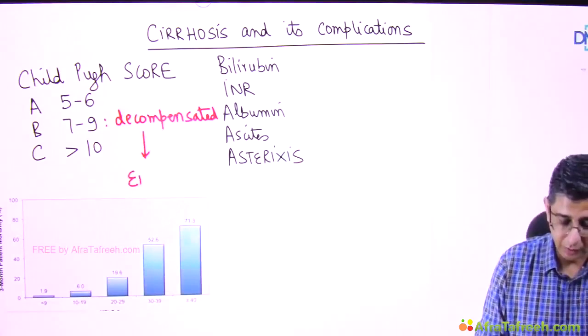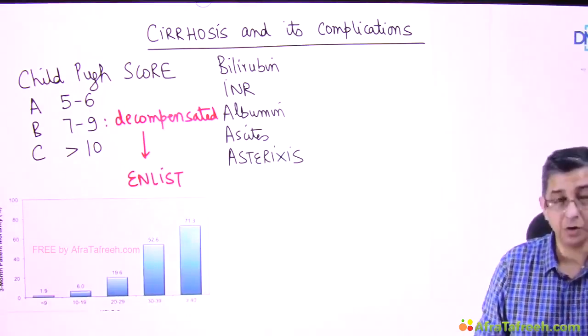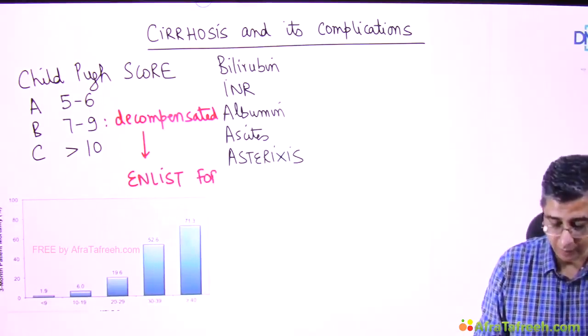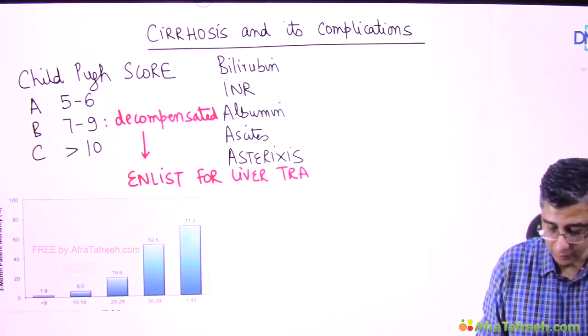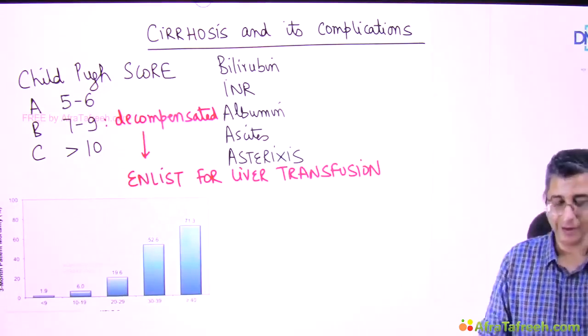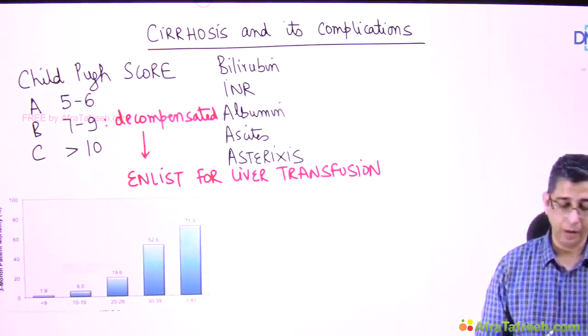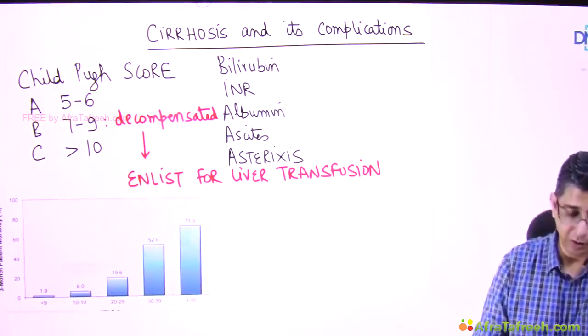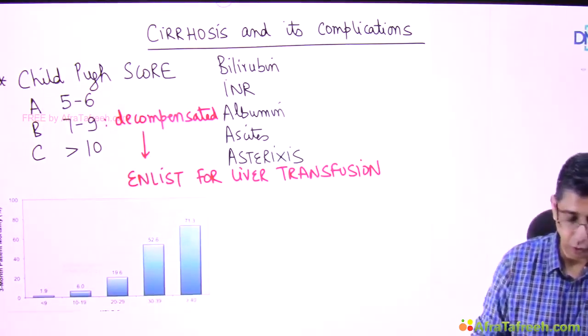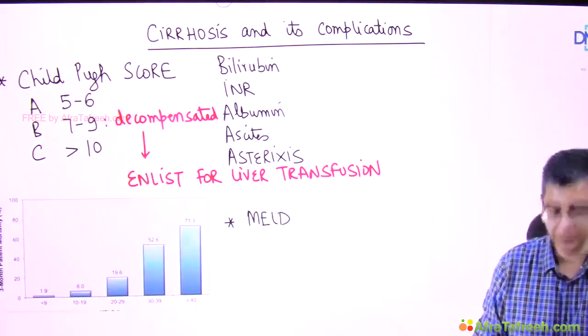This is an MCQ that I would like you to remember, the first one for this discussion, because components you anyway know. When would you enlist a patient for a liver transplantation program when it comes to cirrhosis? The answer is a value between 7 to 9, that is Child-Pugh score stage B is a criterion for enlisting for liver transplantation. In contrast, nowadays, along with the Child-Pugh score, what we are also using is called the MELD score, that is Model for End-Stage Liver Disease.